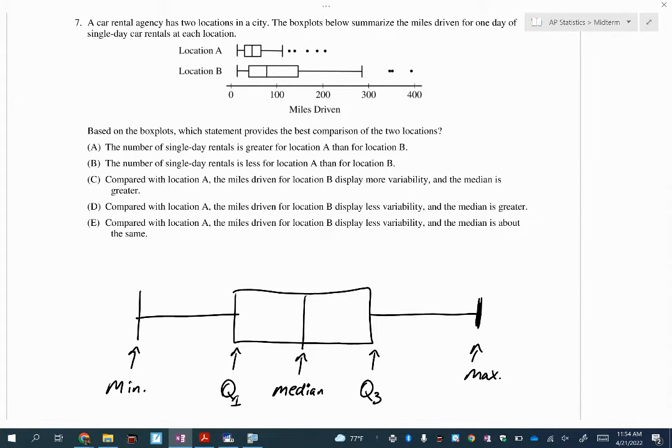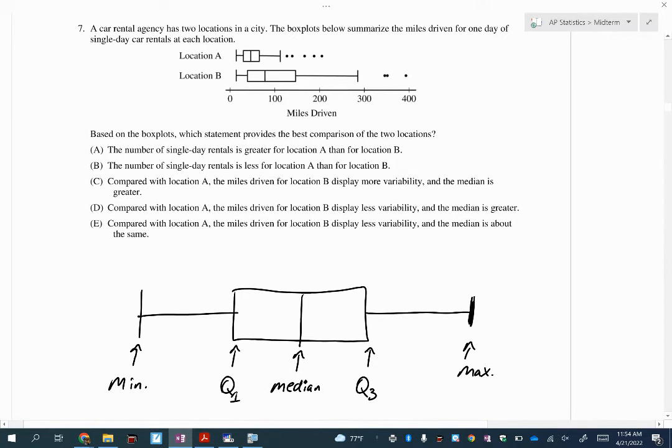Okay, so if we look at this one, if you read choices A and B, I'm hoping no one picked A and B because it's talking about the number of single-day rentals. Do you have any idea how many data values there are when you look at a box plot? No, you have no idea. There could be 5, there could be 500. So it can't be A or B. Box plots are great for comparison, but that's one of the things that makes it a little bit limited. We don't know how many data values there are. So that's gone.